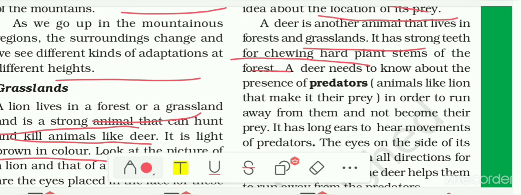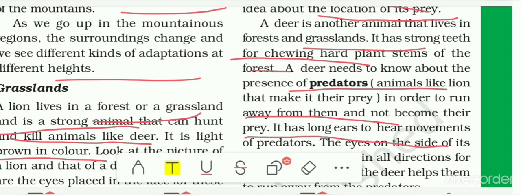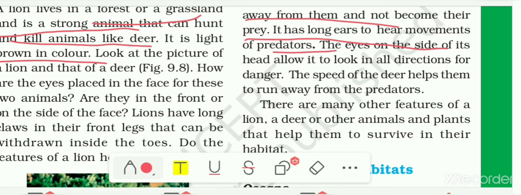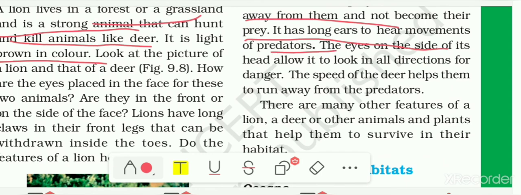A deer needs to know whether any predator is present, like lions that can make it their prey. In order to run away from such predators and not become their prey, it has long ears to hear the movements of the predators. Their sense of hearing is strong, so they can hear the sound or movement of predators and stay away from them.